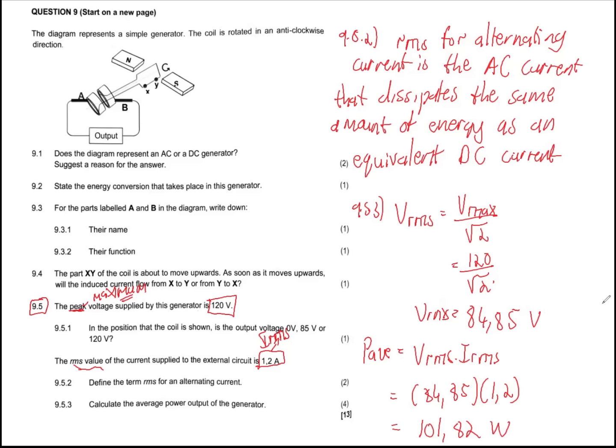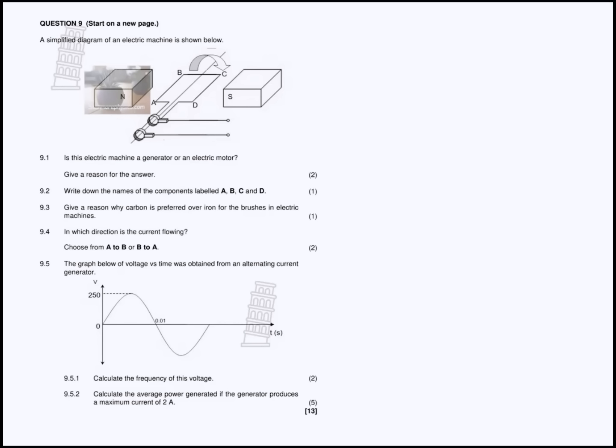So, okay, let's look at the following question. All right, so we have another question 9 here. It says a simplified diagram of an electric machine is shown below, and as we can see, that's it right there. 9.1 asks, is this electric machine a generator or an electric motor, right? So let's look at this.